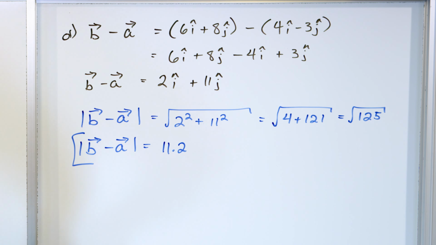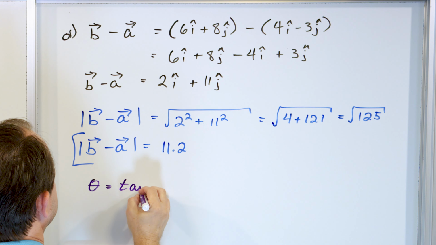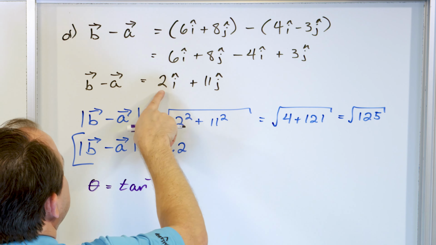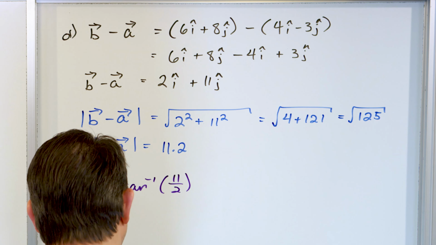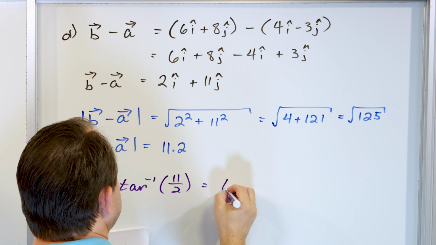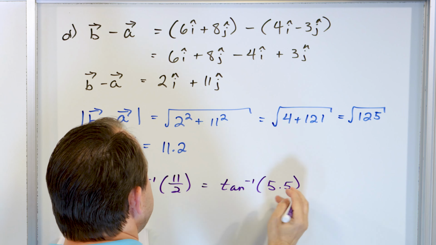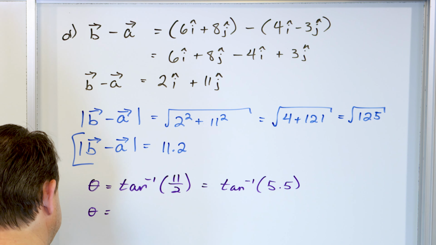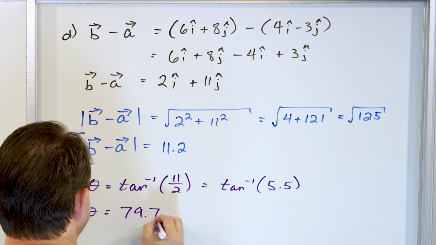Now, how do I figure out what the phase is? Well, the angle here for this guy is inverse tangent of y over x. The y component is 11, and so it's over 2. Okay? And then when you take, in the calculator, 11 divided by 2, you're going to get 5.5. And when you take the inverse tangent of 5.5 for the angle, just to double check myself, 79.7 degrees.